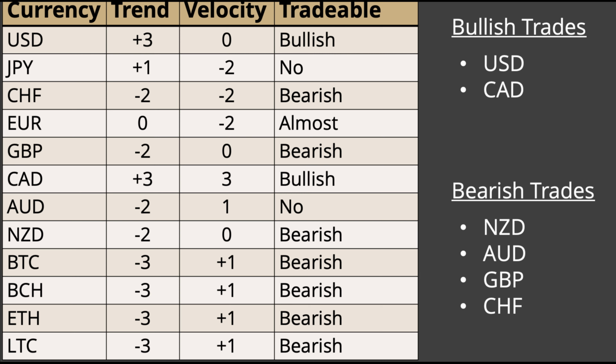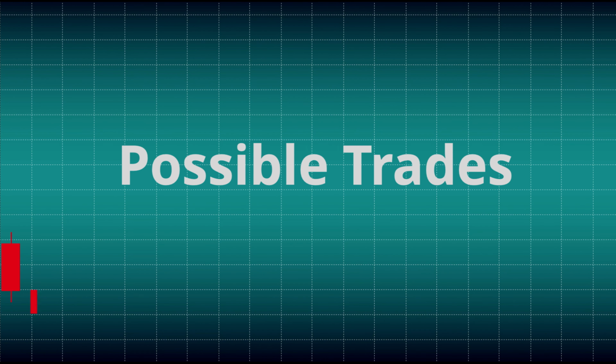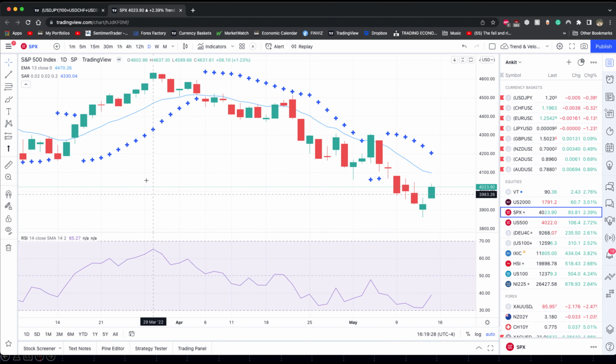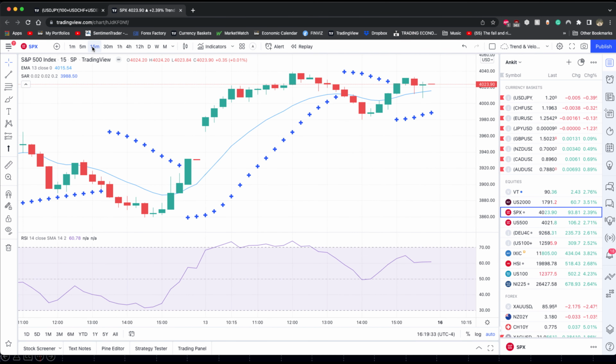So let's dive in, take a look at some possible trades for this upcoming week, and see where we can find good risk to reward trades. So let's just jump into TradingView and start looking at it. So markets are closed now, as it's about 4:19 Eastern.